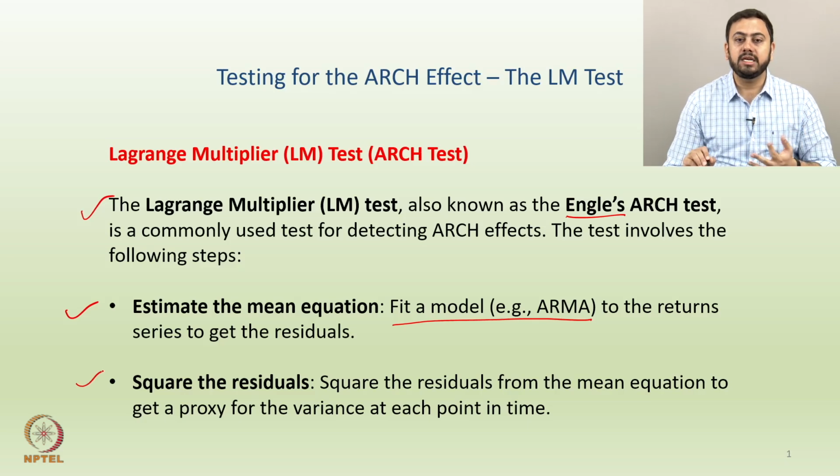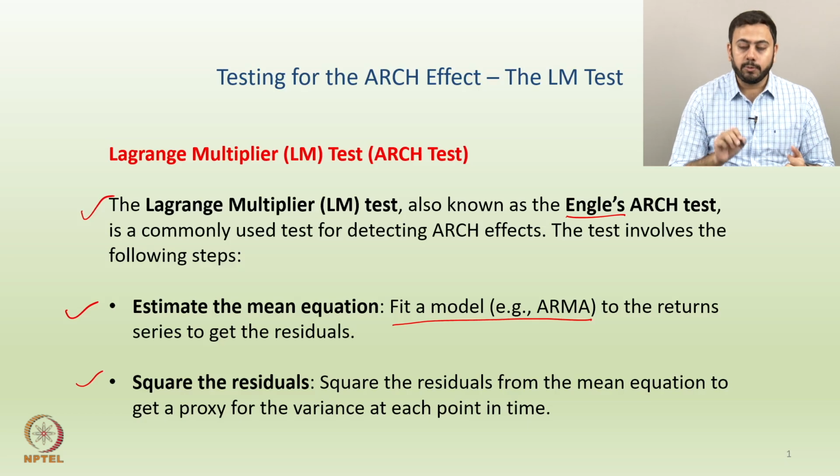So once you obtain the residuals from the mean equation, you square them. Square the residuals from the mean equation to get a proxy for the variance at each point in time. In short, this e_t squared, when you take the square of the residuals, is kind of equivalent, though not entirely of course, to the variance of the underlying time series, and we will show why exactly this is true.